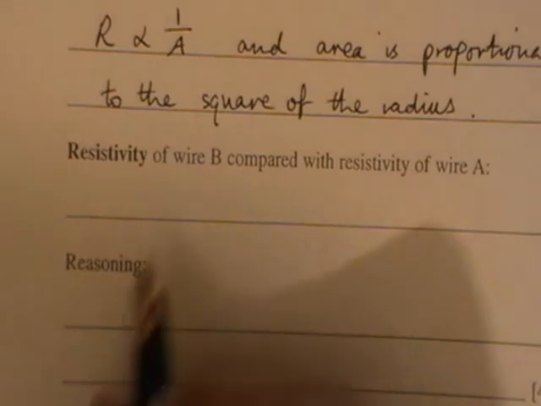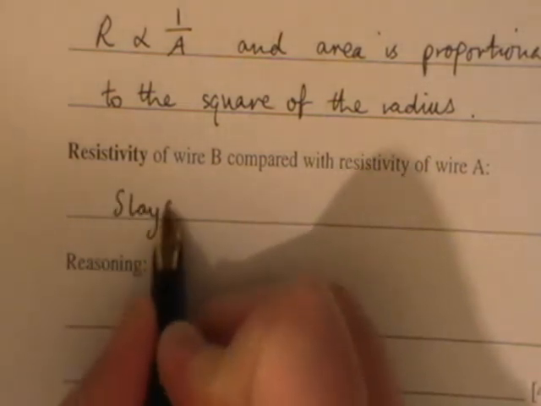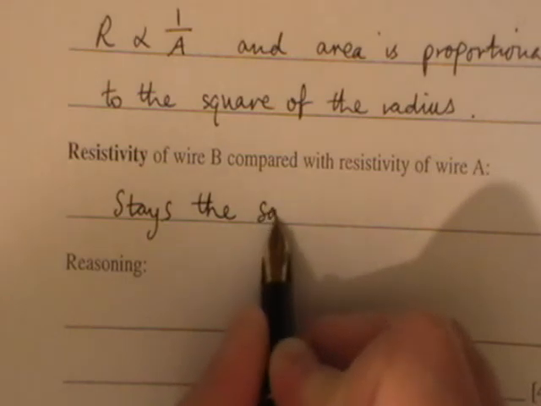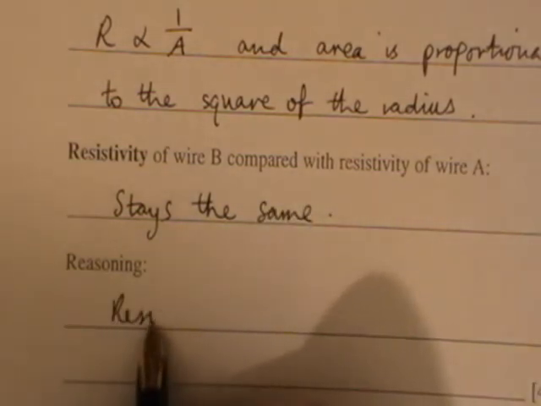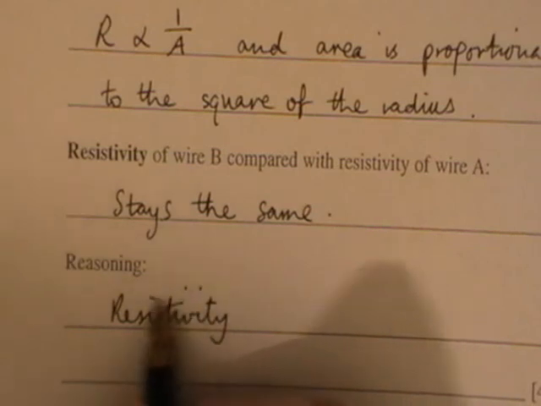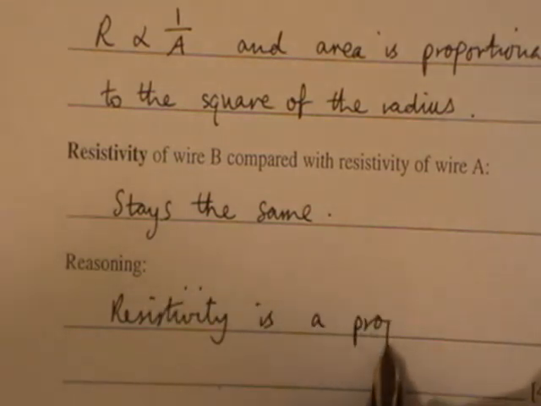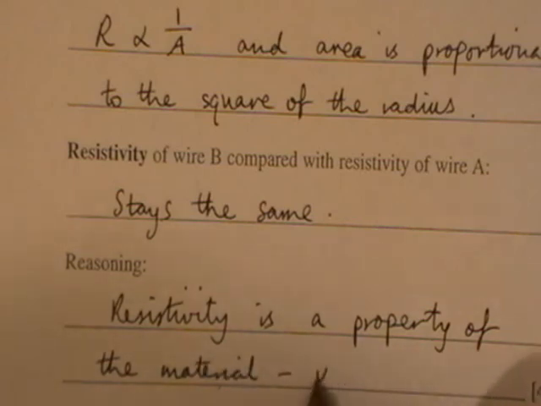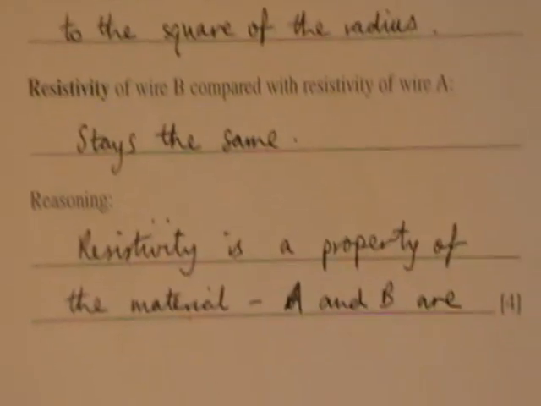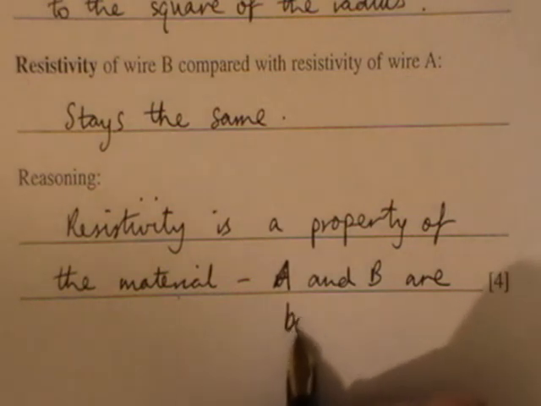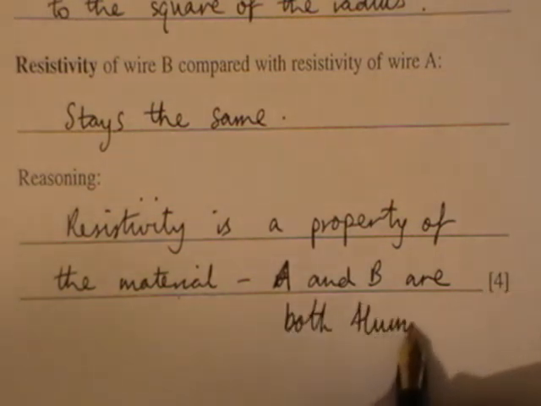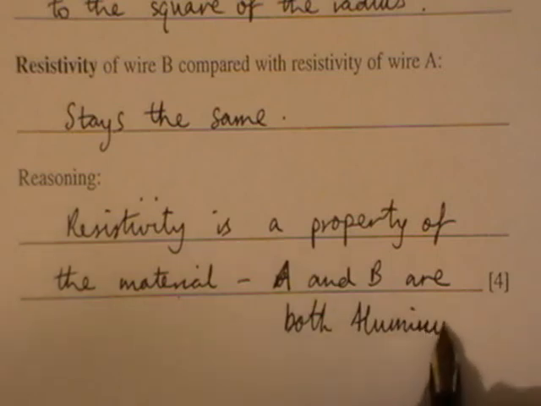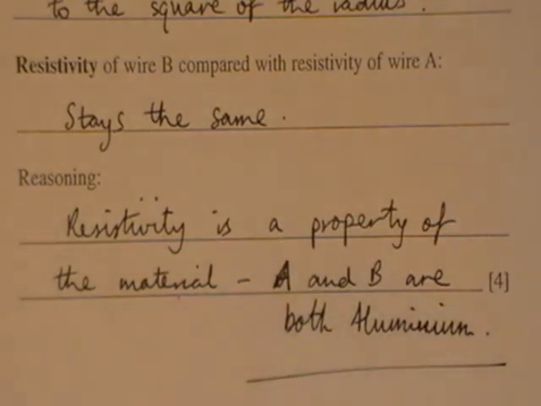The resistivity of that, well, the resistivity stays the same. Why? Well, because resistivity is a property of the material. A and B are both aluminium. So we have the same material, therefore we will have the same resistivity.